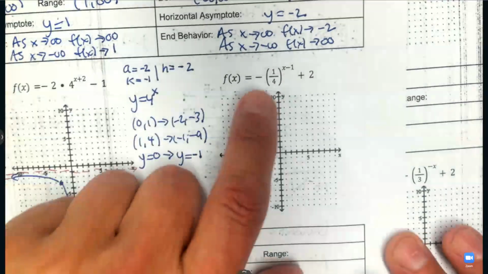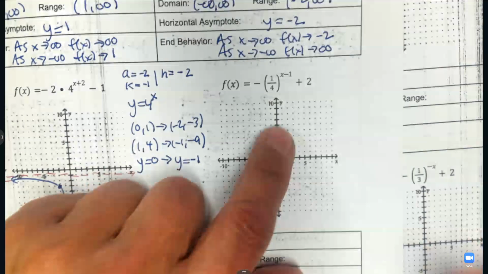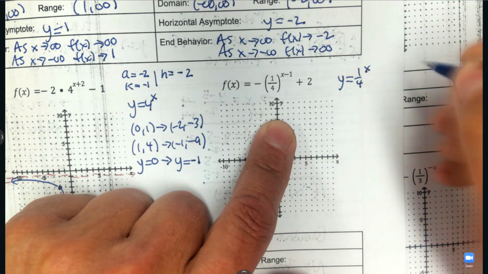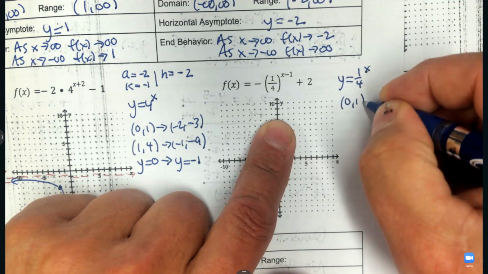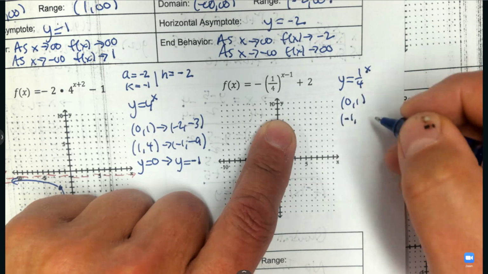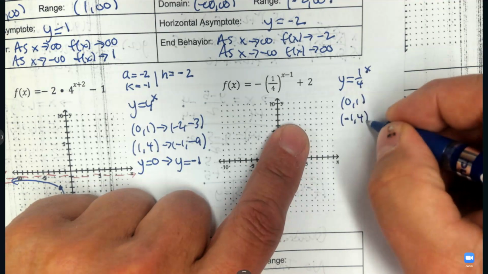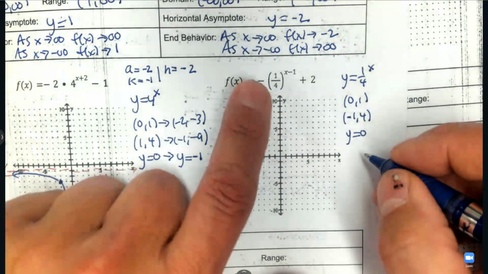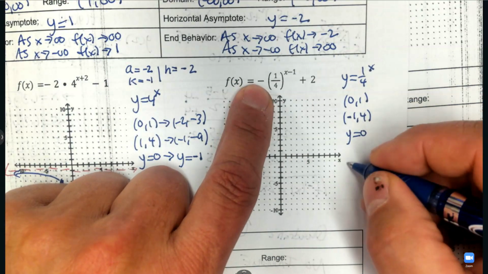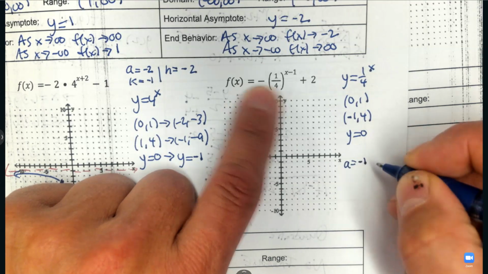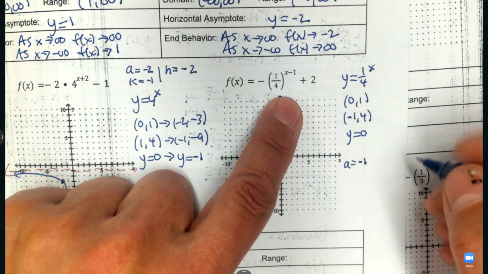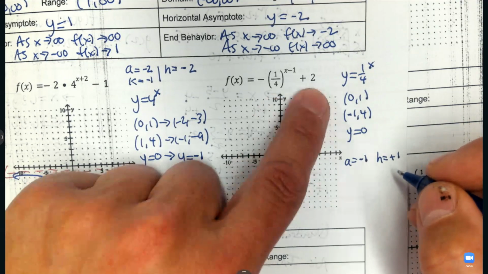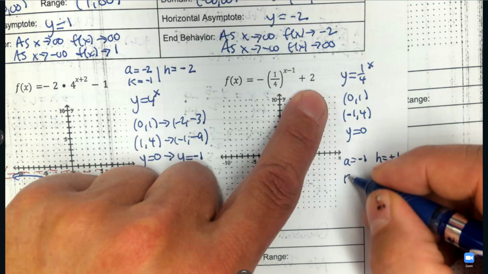All right, let's keep going. Again, it's good if you try. The base is y equals 1/4 to the exponent x. So the point 0, 1, because the base is a fraction, we're going to use negative 1 and the reciprocal, and y equals 0. What changes these things? So a is negative 1. That changes something. H is adding 1 because it's the inverse. And k is adding 2. That goes with a.